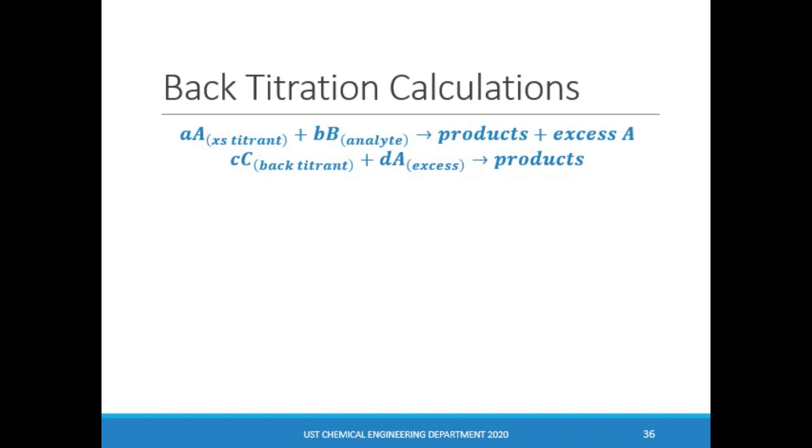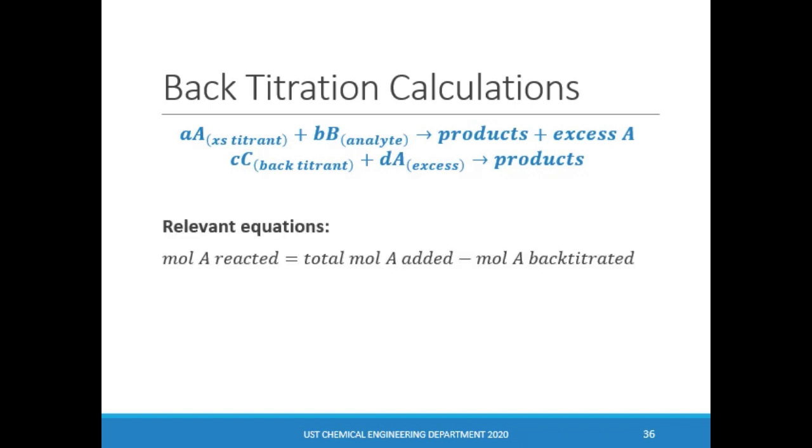To get the actual moles of A that reacted with the analyte, we get the difference of the total moles of A added and the moles of A that reacted during back titration reaction. If you want to get the mass of the analyte, multiply the moles of the titrant that reacted with the analyte by the stoichiometric ratio of the analyte and titrant, and then convert to mass by multiplying it with the molecular weight.